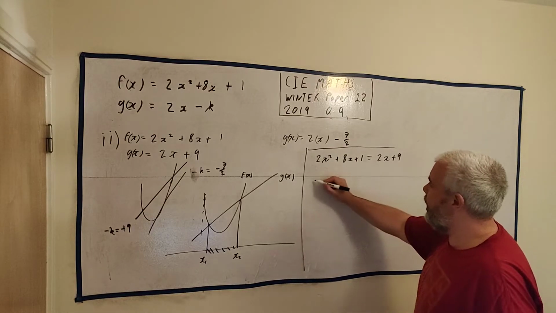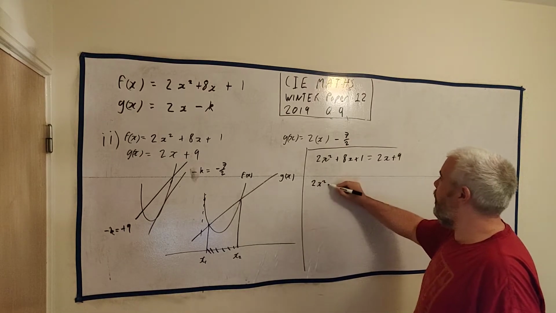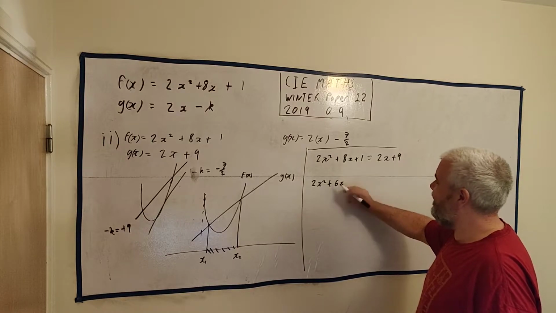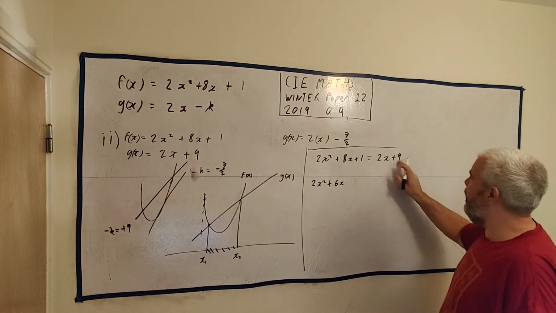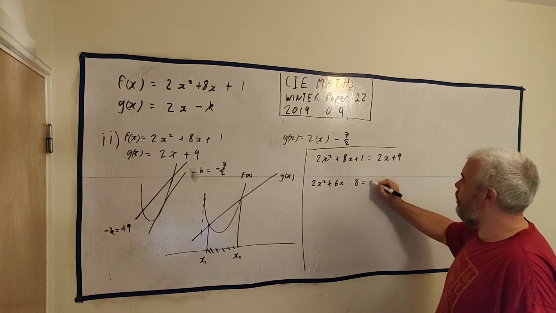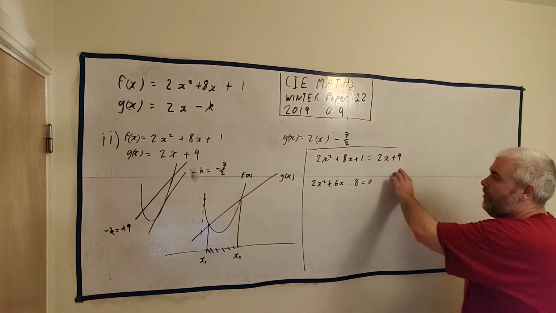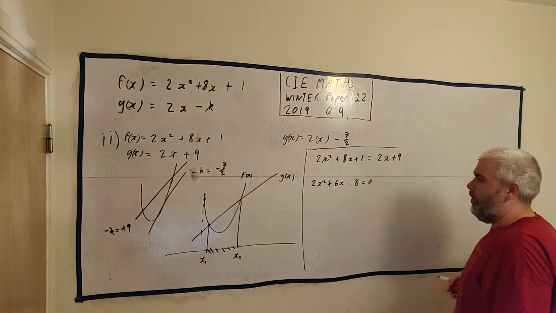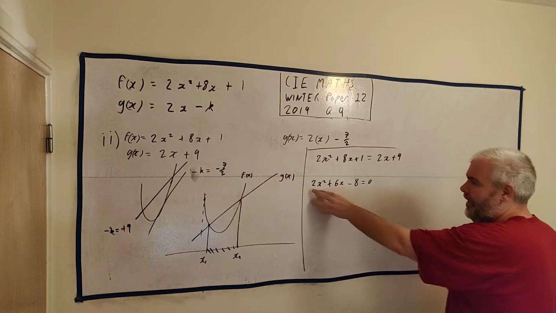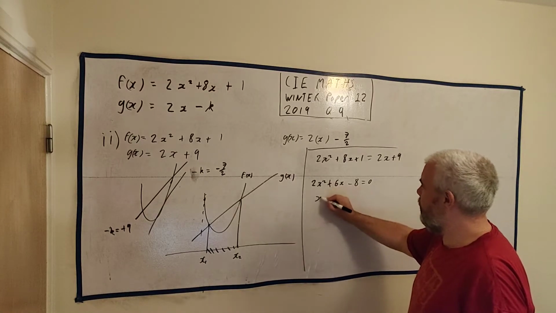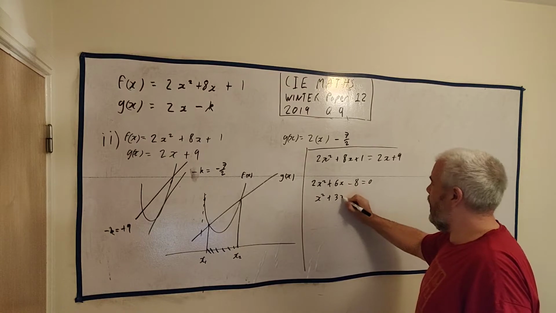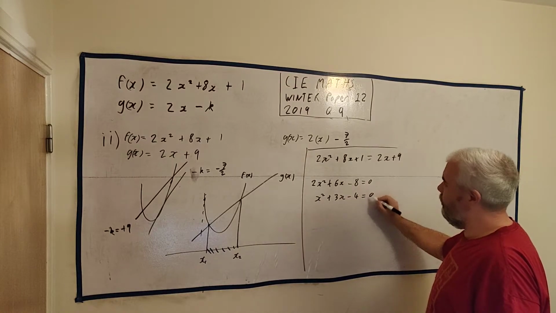Let's put all this together. We get 2x squared plus 6x, I keep trying to write a minus there, and then minus 8 equals 0. I've just taken these away from both sides. Okay, when does this equal 0? If we divide everything by 2, that won't change anything. We'll get x squared plus 3x minus 4 equals 0.